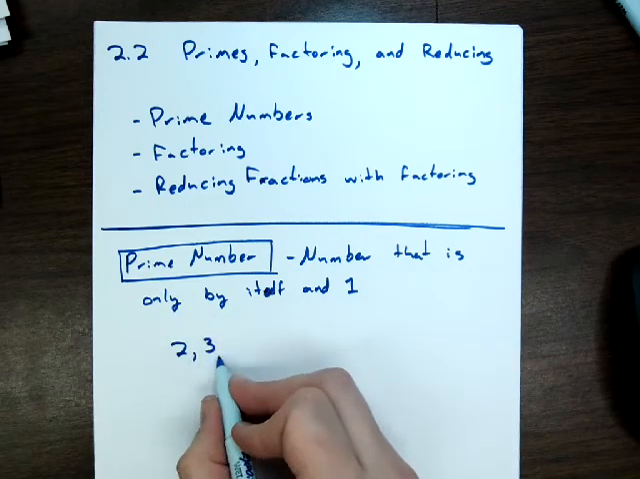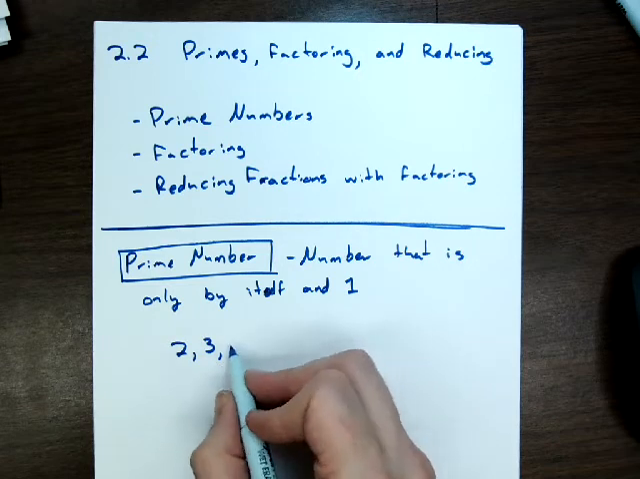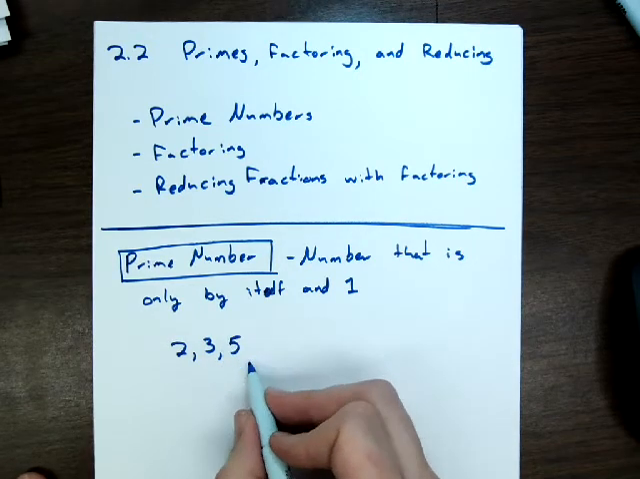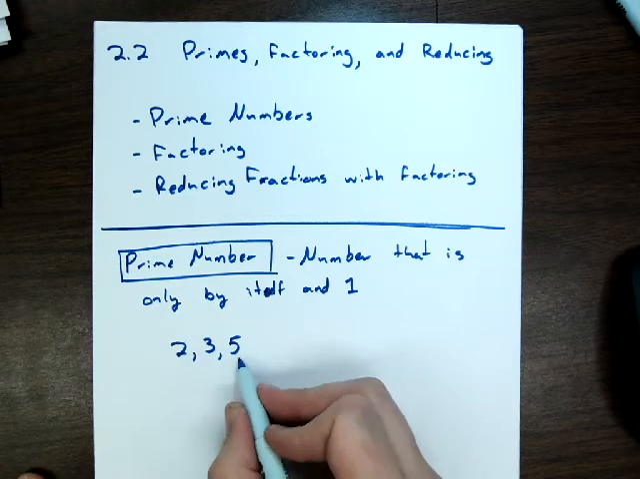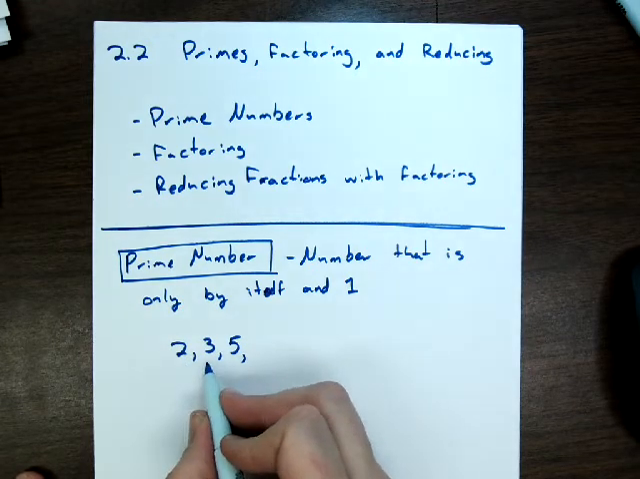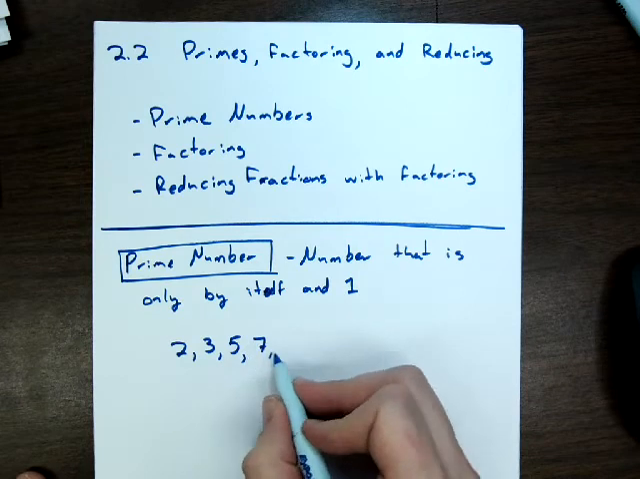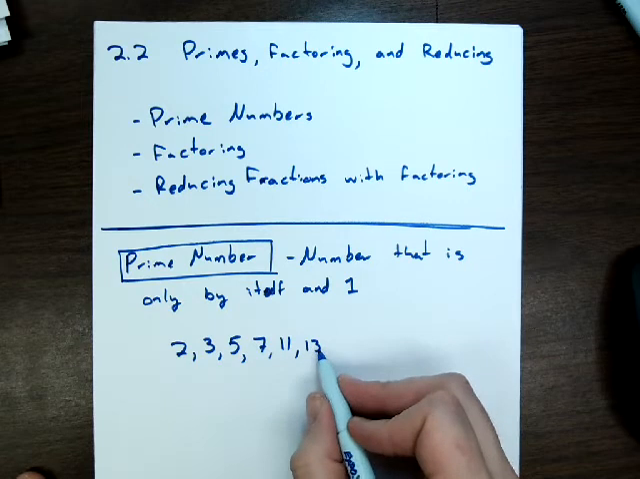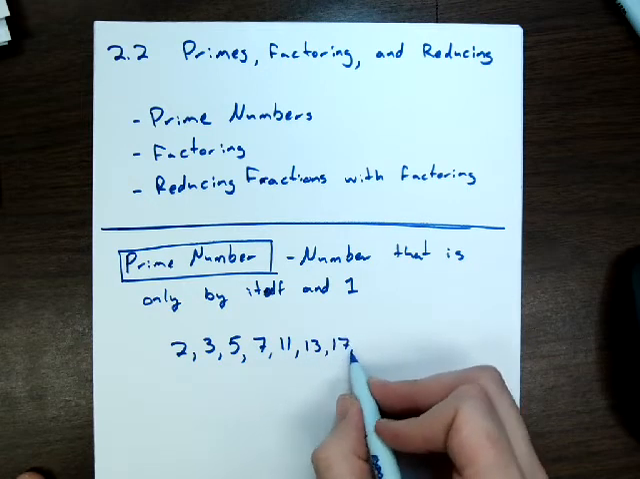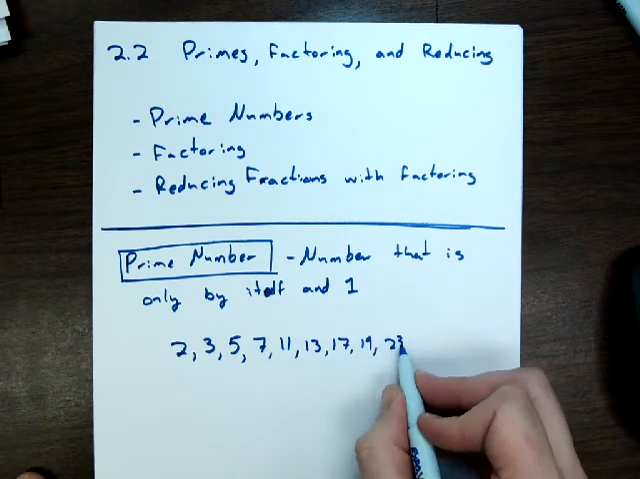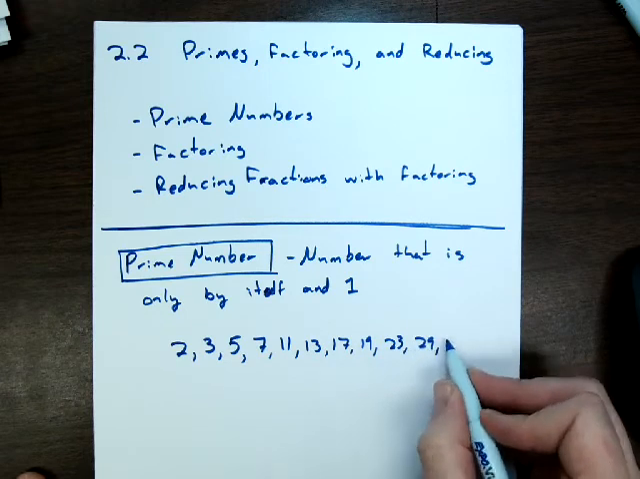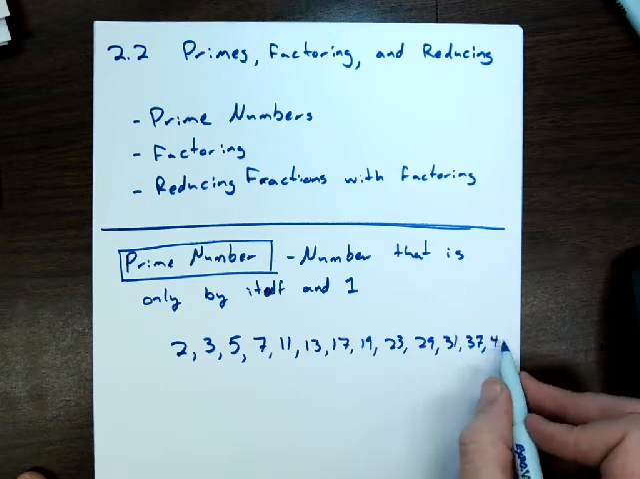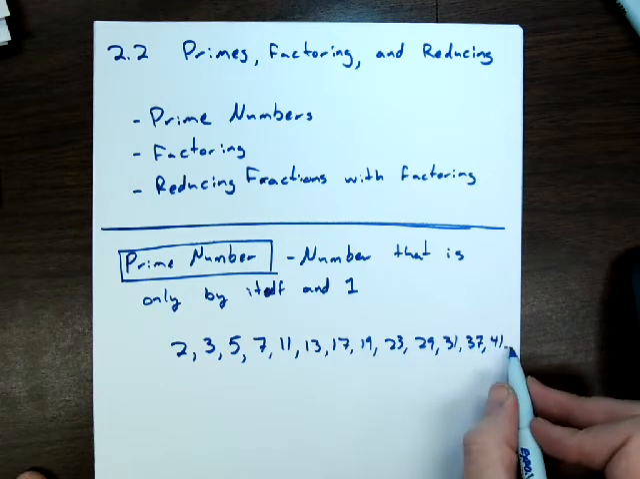3 is a prime number. I can divide 4 by 2, so that's not prime, and actually any even number isn't prime, but 5, now any other multiple of 5 isn't. 6 isn't, because it's a multiple of 2 and 3. 7, 11, 13, 17, 19, 23, 29, 31, 37, 41, 43. We could keep going.